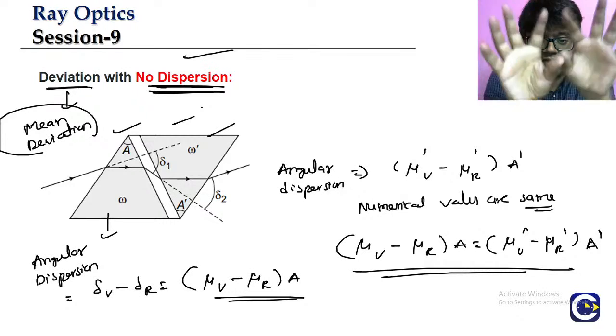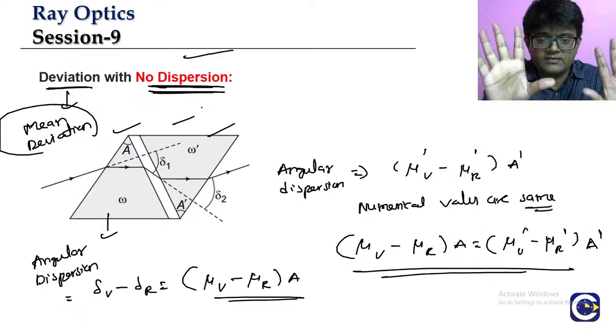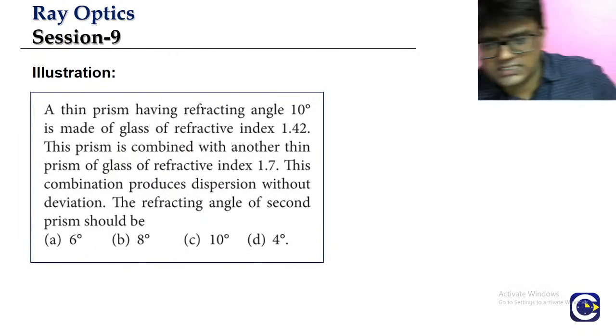Think of two identical prisms, made up of the same material, same dimensions. One is upright, the other is inverted. Then we will have no mean deviation, no dispersion. Okay, so we look at what kind of questions can be asked on this. That is important.